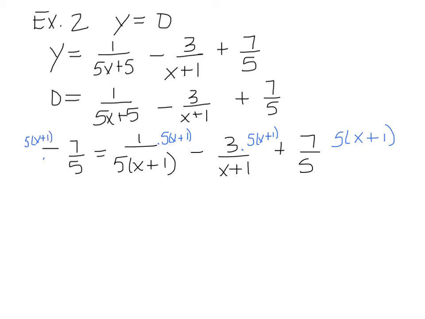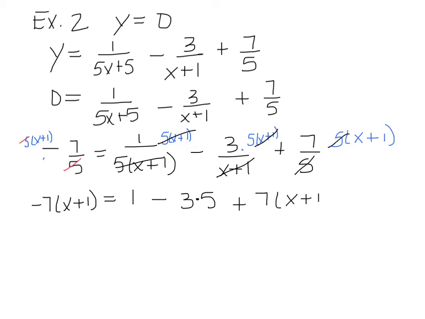Okay, and then the 5's cancel here. And I'm left with negative 7 times x plus 1. Everything cancels here, so I'm just left with 1. X plus 1 cancels here, so I'm left with 3 times 5. And here the 5's cancel, I'm left with 7 times x plus 1. Alright, just a reminder, our restrictions are x cannot equal negative 1.